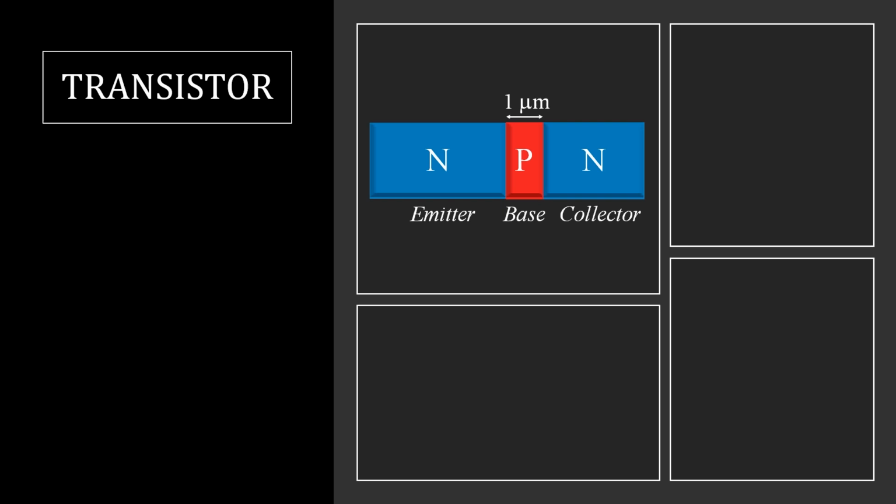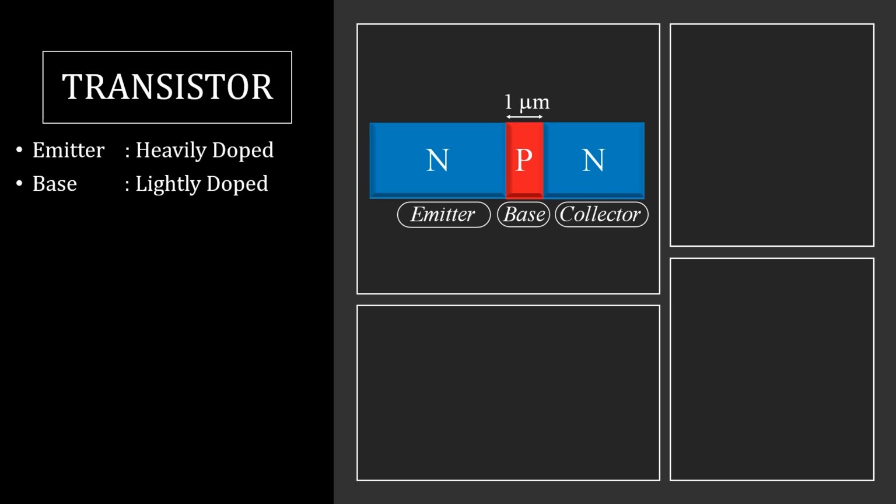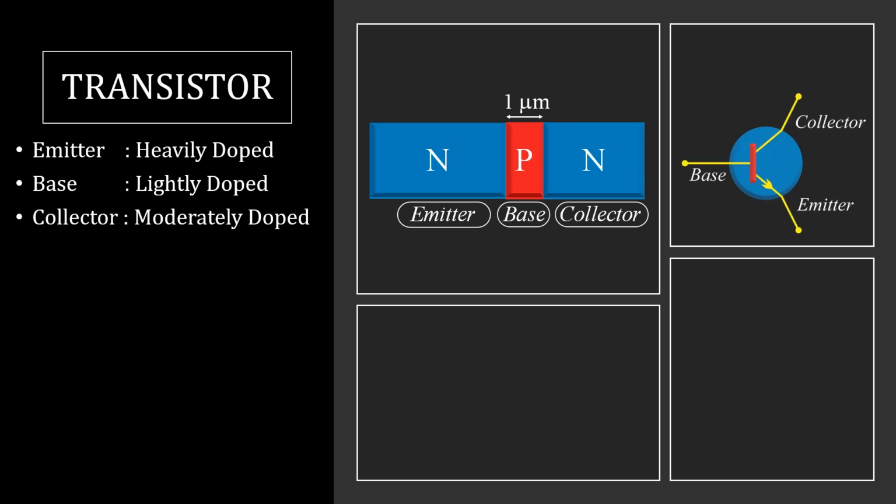Transistors. Now in this NPN transistor, we can see this left one is emitter, which is heavily doped. The middle one is base, whose thickness is of the order of 1 micrometer, and it is lightly doped. And this is collector, which is moderately doped. The symbolic representation of the same is over here.